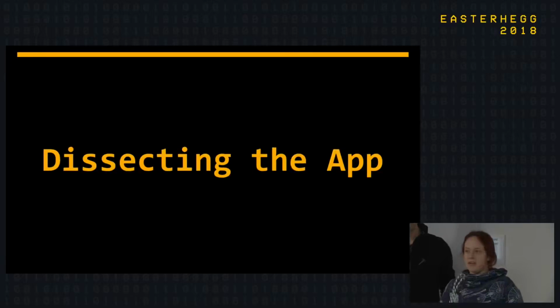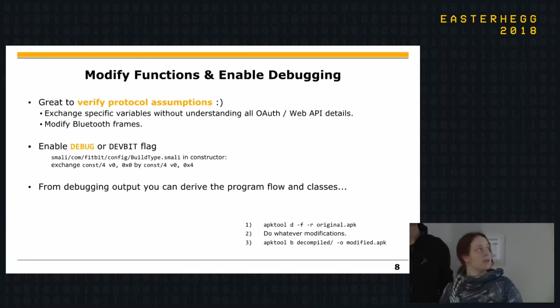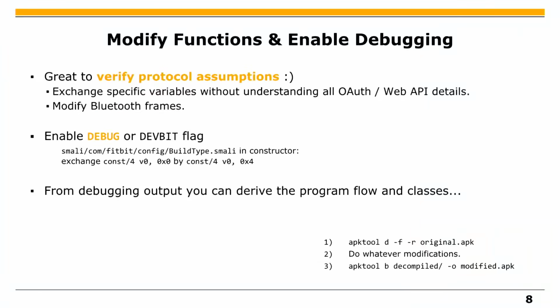So when we started, we didn't have any clue what is happening. I mean, you can see some stuff in Bluetooth, but it's still a bit strange. So we started dissecting the smartphone app. The smartphone app itself is quite nice because if you can modify it, then you can easily see how the protocol works and confirm your protocol assumptions. So you just say there's some authentication and I want to exchange something in there, and you don't need to understand the complete OAuth flow or web API or something.